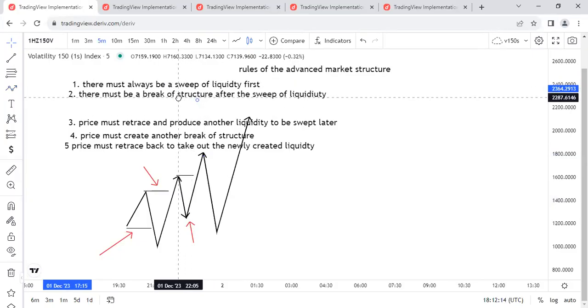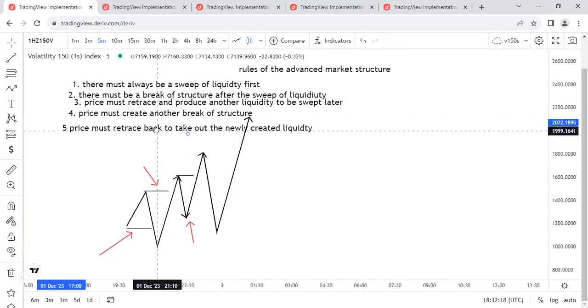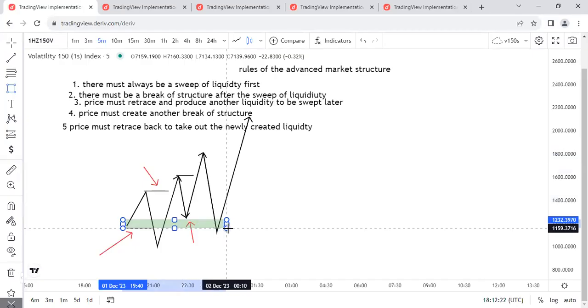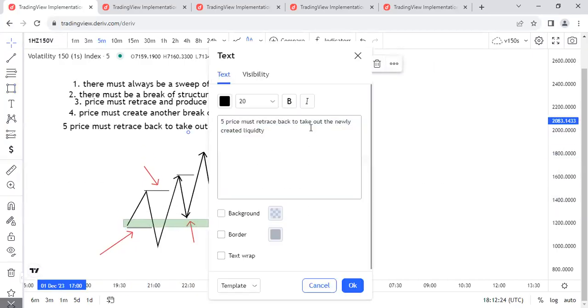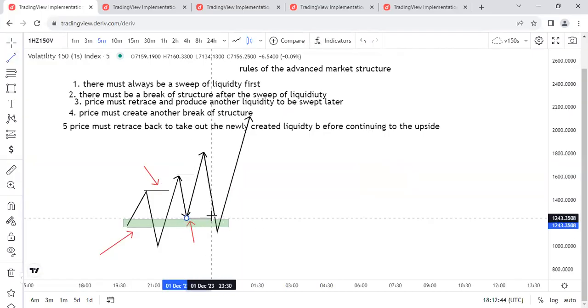We have just 1 minute left. Are you guys seeing? These rules are very important. Please note it down. Price must take out the newly created liquidity before continuing to the upside. We don't have much time left. Simple. That is it. I swear, this is it.